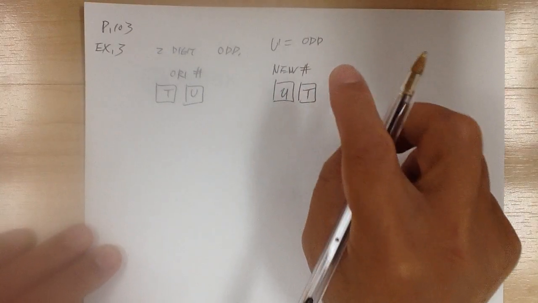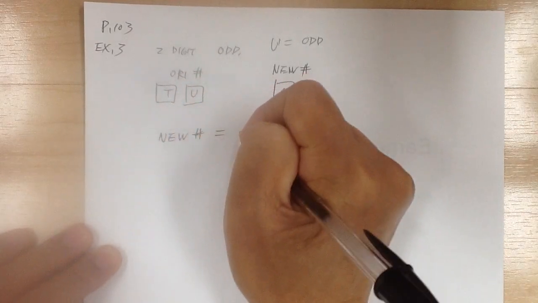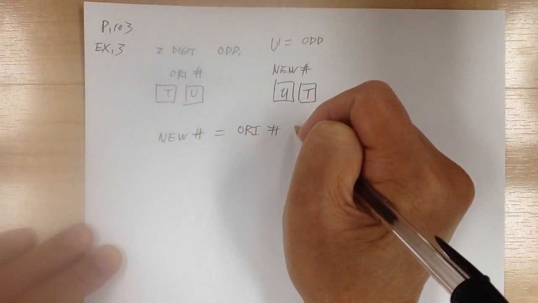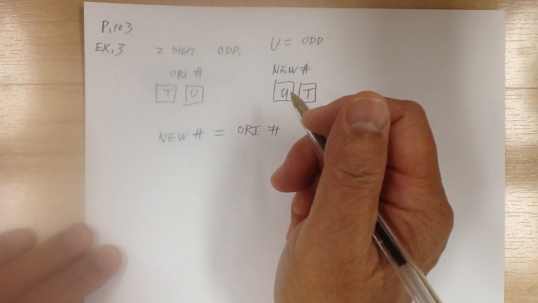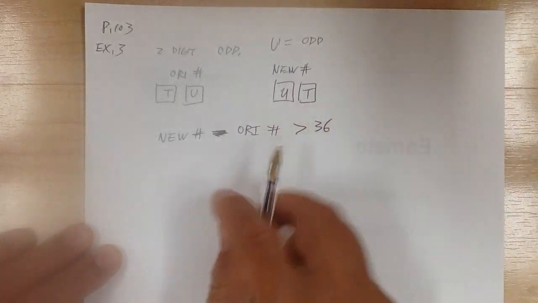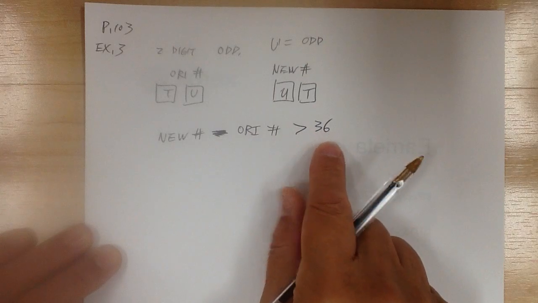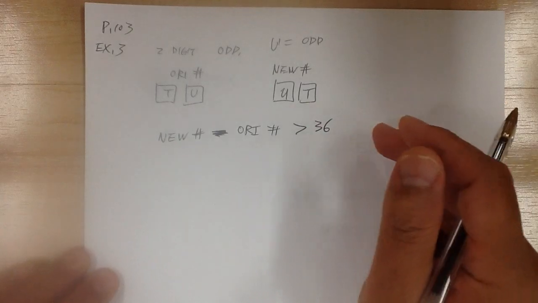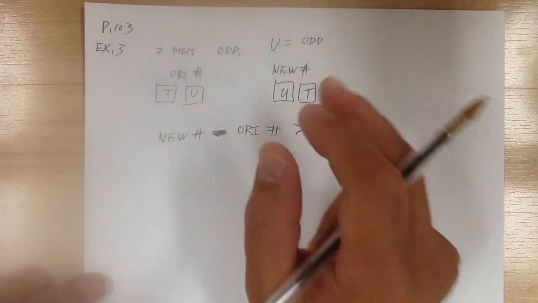So when the digits reverse, the result, that means the new number, exceeds the original number by more than 36. So the new number minus the original number is going to be greater than 36. In other words, the difference between the two is greater than 36. Now what we need to do is put all the things together. This one is a little bit messy.